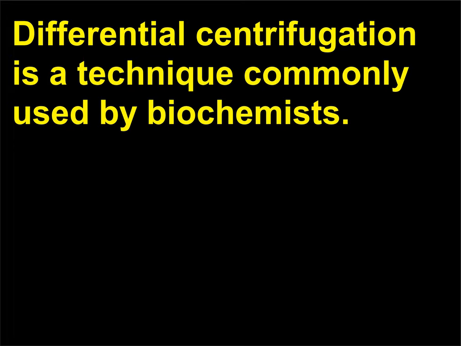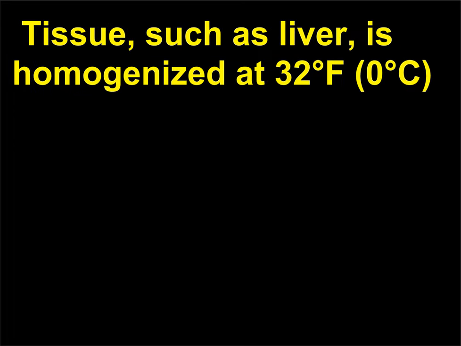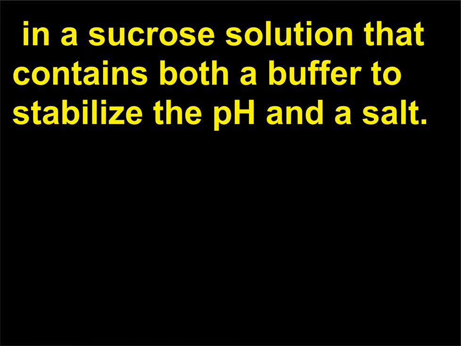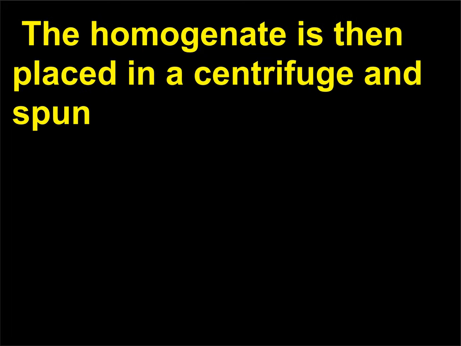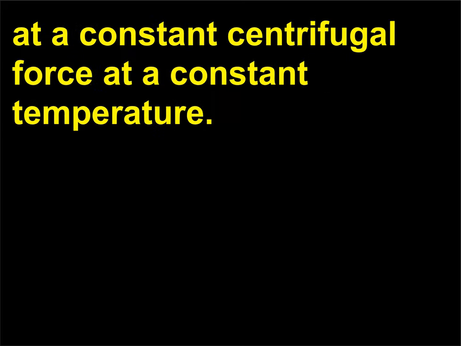Differential centrifugation is a technique commonly used by biochemists. Tissue, such as liver, is homogenized at 32 degrees Fahrenheit, 0 degrees Celsius, in a sucrose solution that contains both a buffer to stabilize the pH and a salt. The homogenate is then placed in a centrifuge and spun at a constant centrifugal force at a constant temperature.